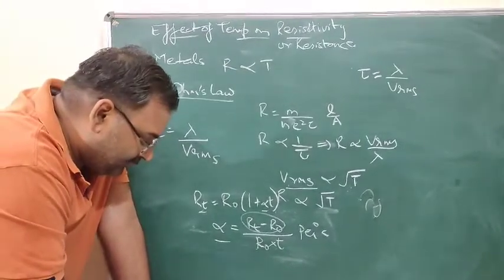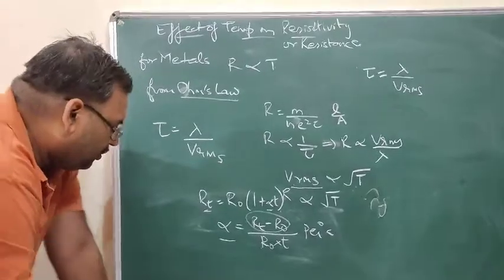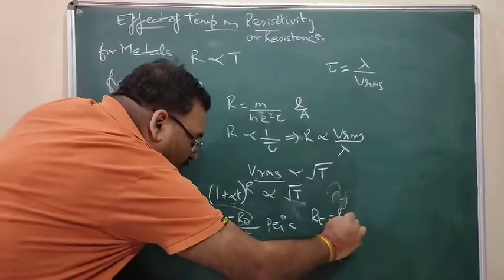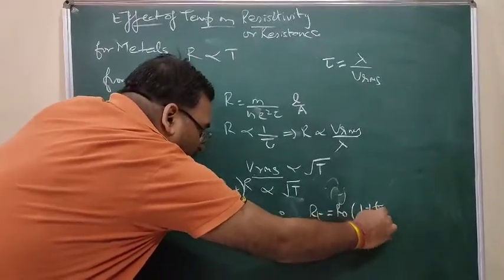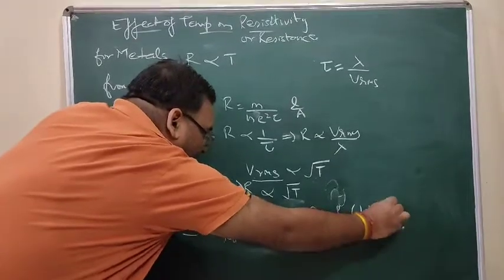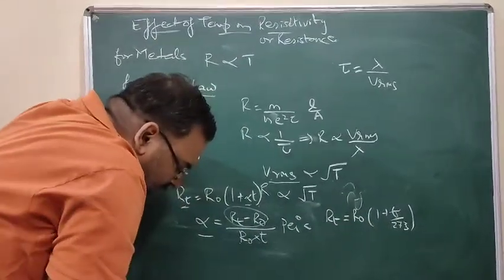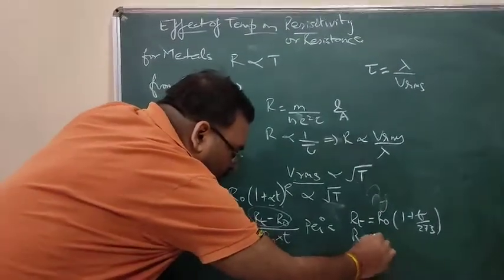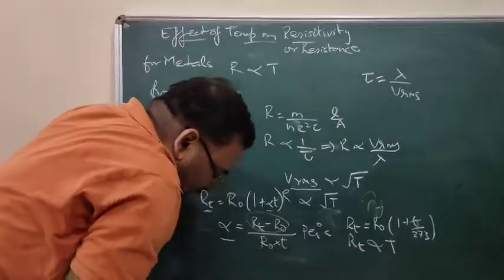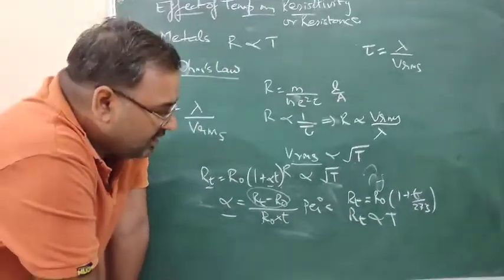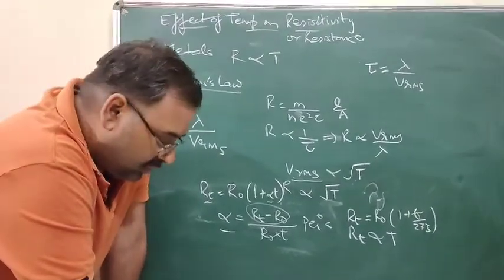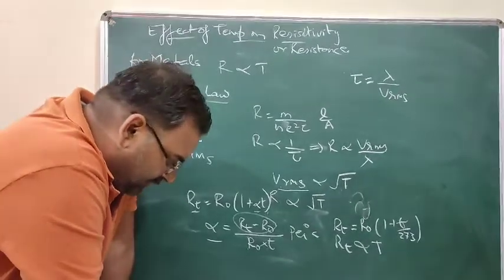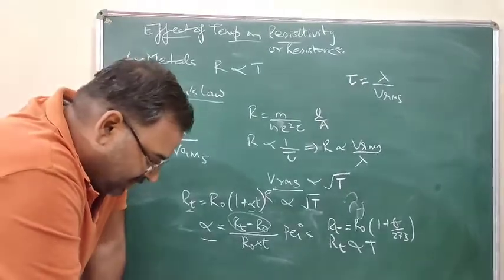So what are we getting here? RT equals R0 (1 plus T upon 273). This is giving you RT directly proportional to temperature. So the resistance is directly proportional to the temperature, where T is the absolute temperature. So if the temperature increases, then the resistance will increase.